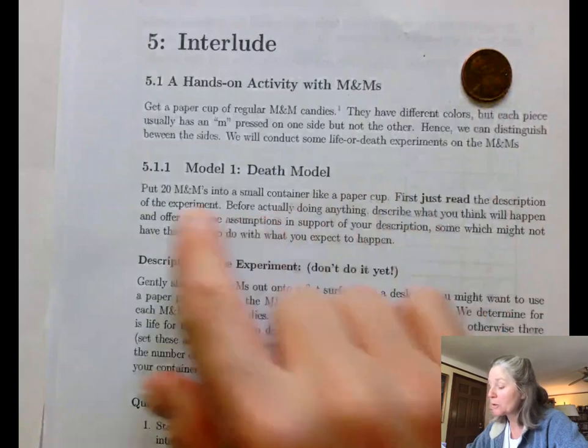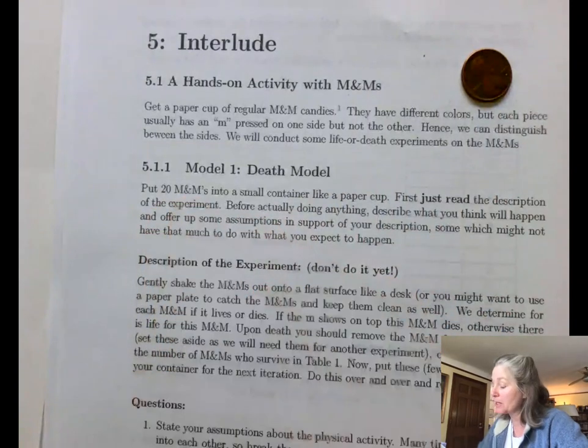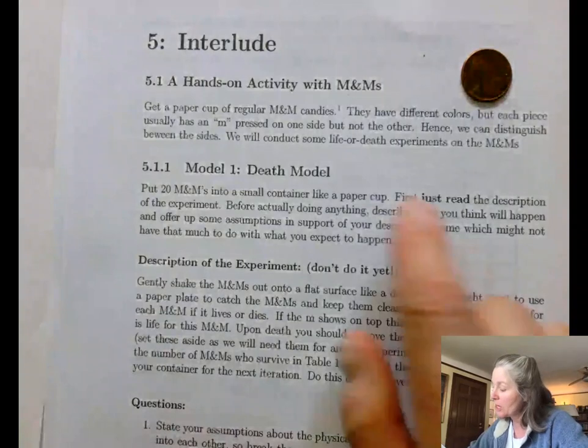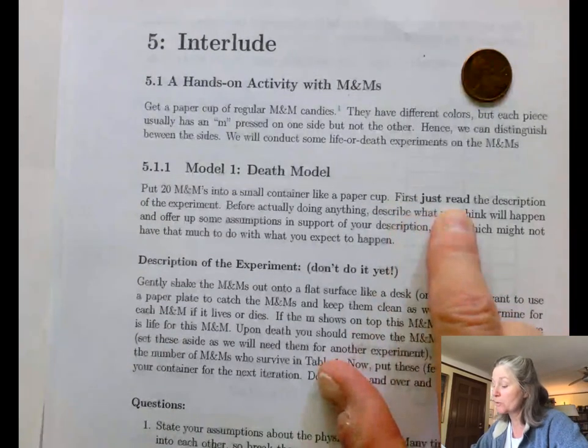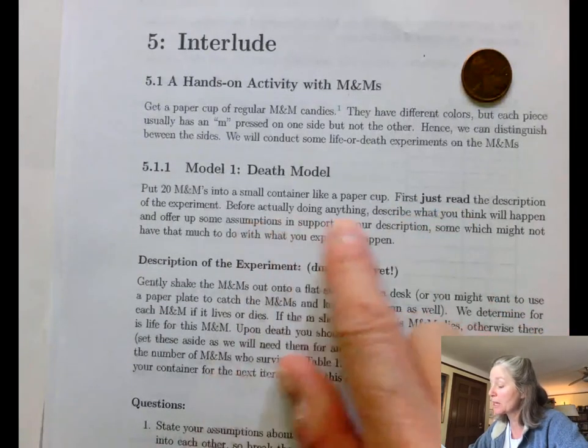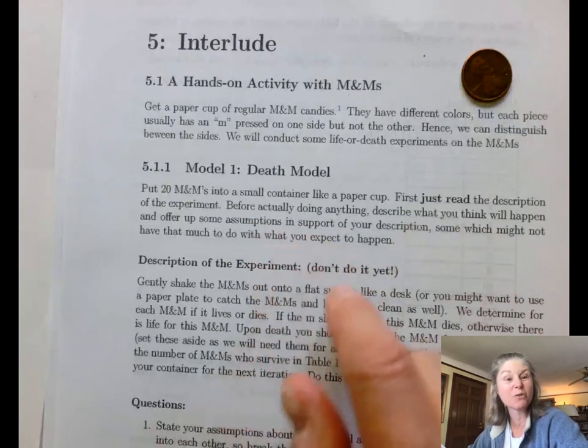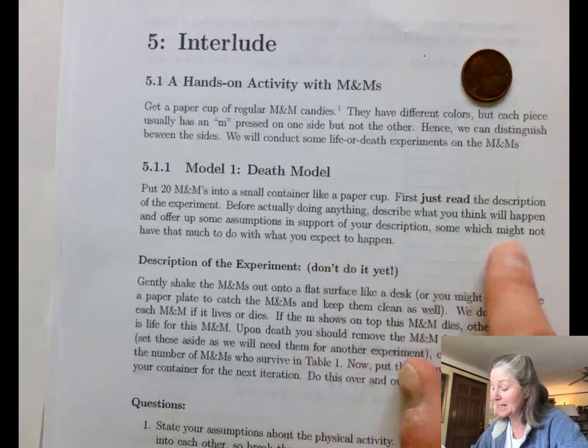So in this model, we are going to start by putting 20 M&Ms in a small container like a paper cup. I've got an actual cup right here to use. First, it asks us to just read the description of the experiment, and before doing anything, they would like us to at least describe what we think will happen and see if we have any assumptions about this activity.